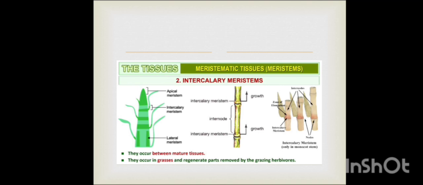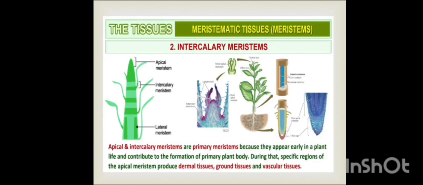When the maturity level increases, this type of tissue occurs in mature regions of the roots and shoots. This is responsible for producing secondary tissues. Apical and intercalary meristems are the primary meristems because they appear early in a plant's life and contribute to the formation of the plant body. A specific region of the apical meristem produces dermal tissue, ground tissue and vascular tissue.